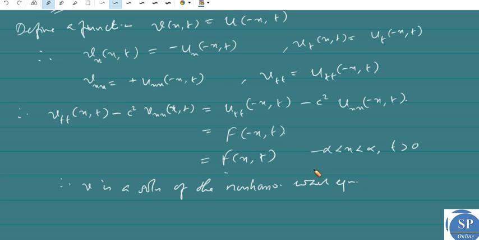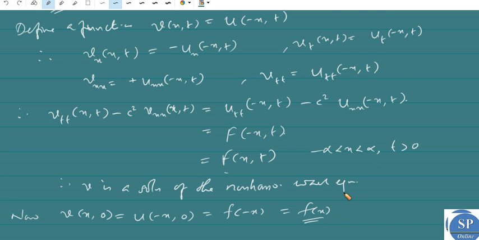Okay. Now, what about the initial conditions? V of x comma 0 is equal to, we have v of x, t equal to u of minus x comma t. So v of x, 0 is equal to u of minus x comma 0, which is equal to f of minus x. We are given that u of x, 0 is equal to f of x. So u of minus x comma 0 equal to f of minus x. Since f is an even function, this is equal to f of x.